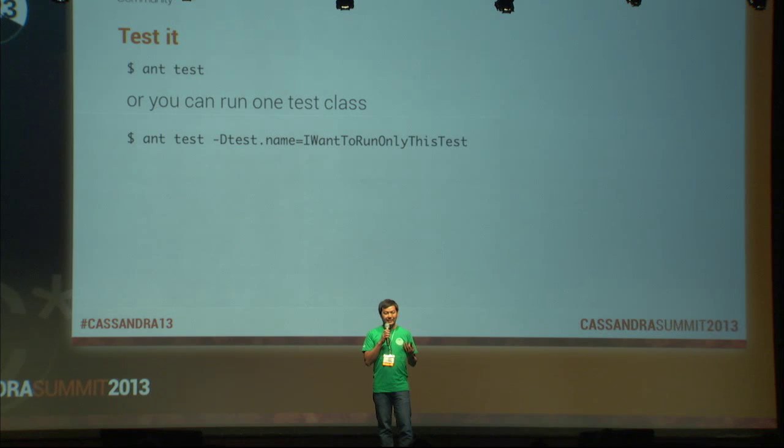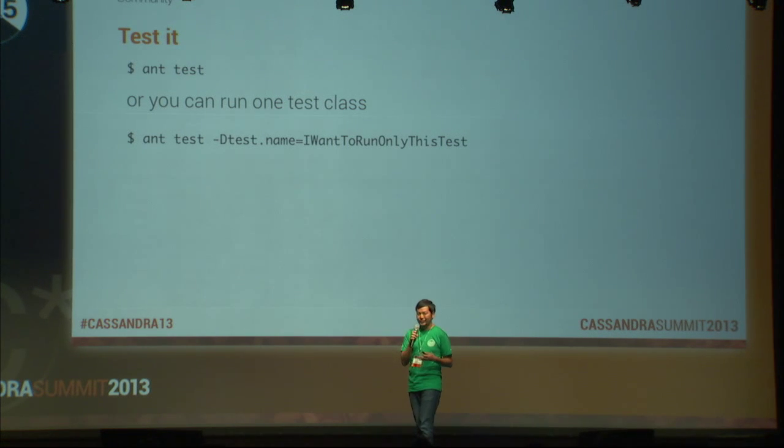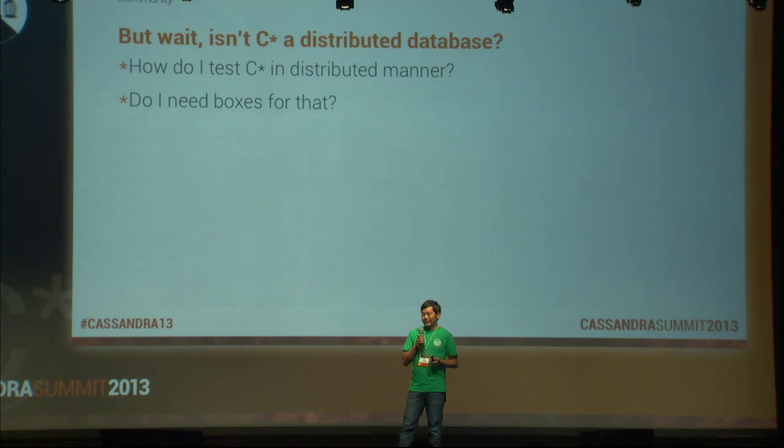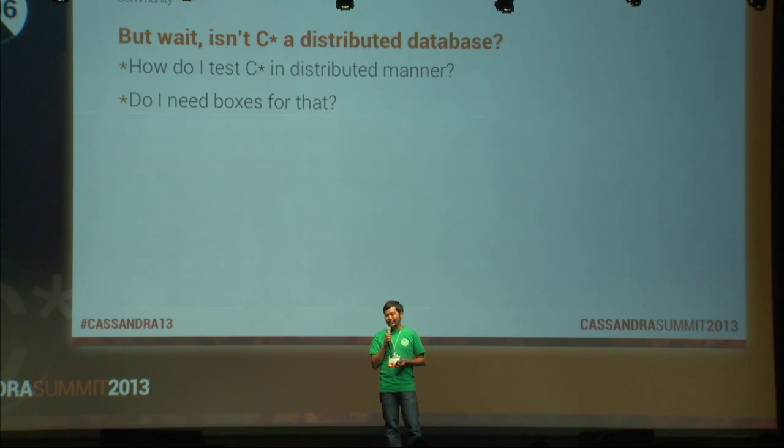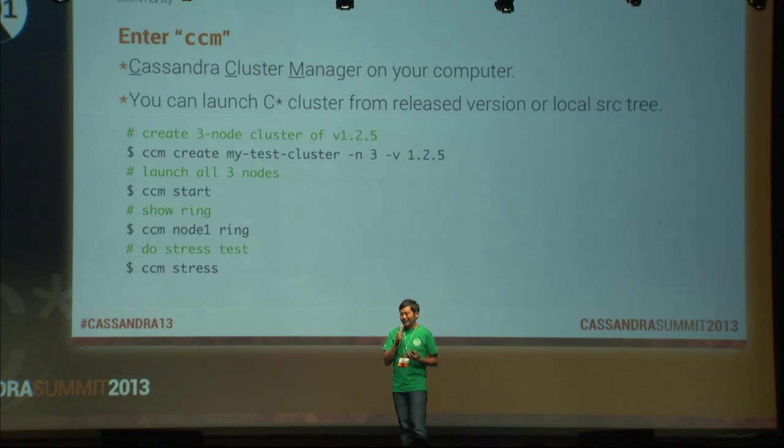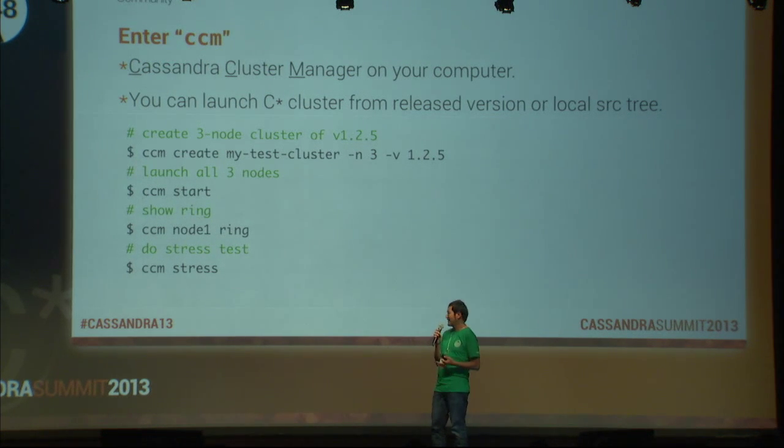And if you're done writing the patch, just make sure you don't break anything by running ant test. This will run all unit tests we have in Apache Cassandra. But wait, isn't Cassandra a distributed database? So how do I test Cassandra in a distributed manner? There's a tool called CCM that manages a Cassandra cluster on your computer. As you can see, you can launch a 3-node Cassandra version 1.2.5 cluster within a minute.